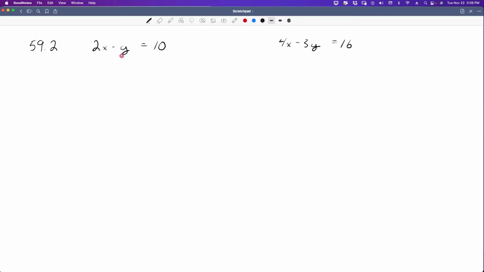All right, so here, in looking at both of these, I see that this one already has y by itself. So I'm going to solve for y because it's easier. It's already by itself. I don't have to do anything fancy. So I'm going to subtract 2x from both sides.